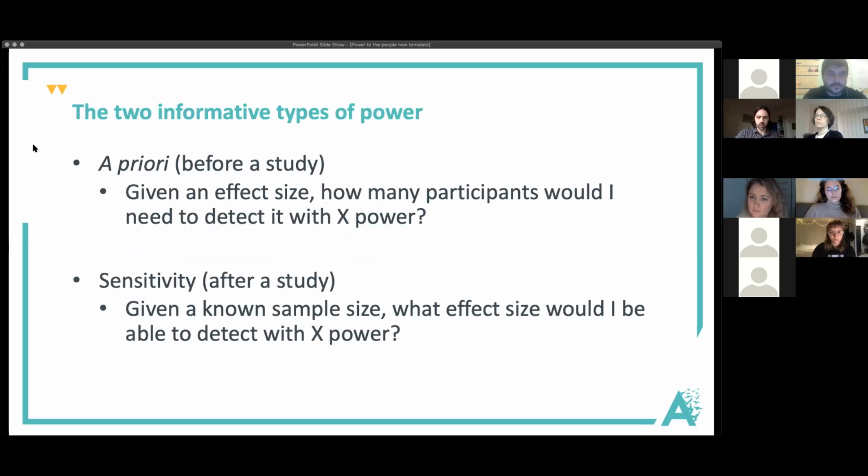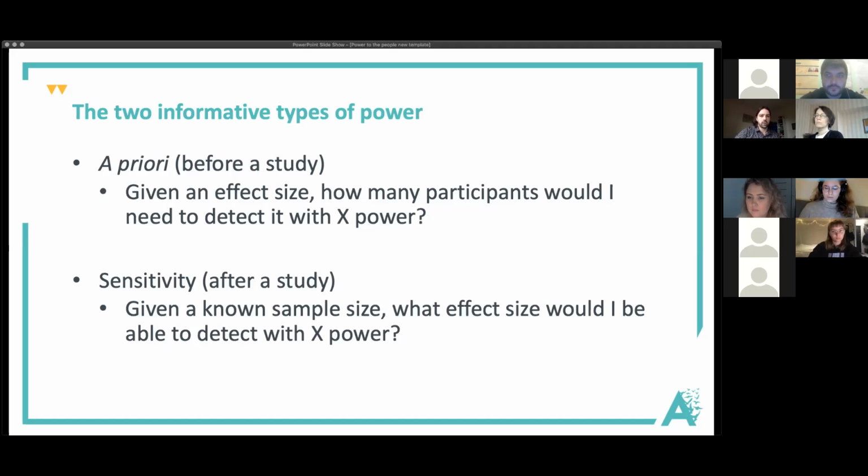There are slightly different approaches to power analysis. So the two really informative ones are what's called a priori. This is when you do it before a study, so it's most useful in the planning stages, before you start collecting data. For a given effect size, which is going to be the main focus today, how many participants would I need to detect it with X power? Typically we use 80, 90%, those kind of regions.